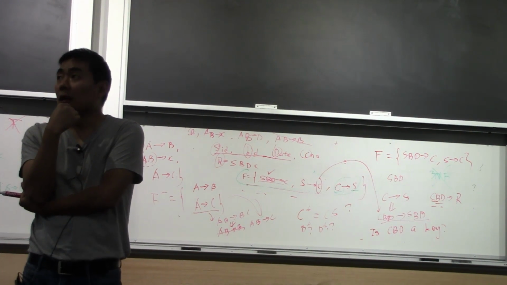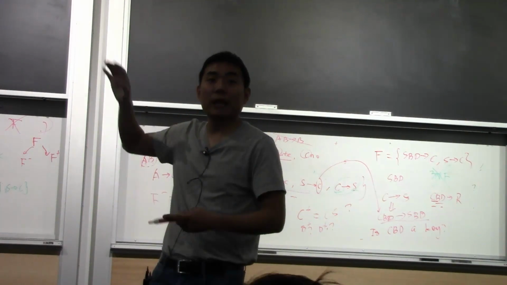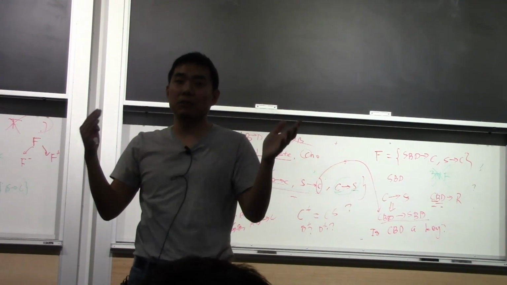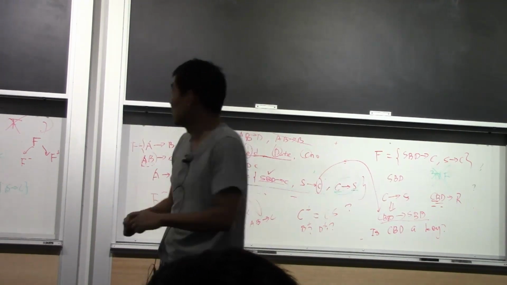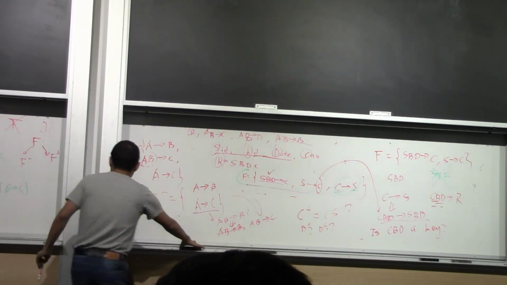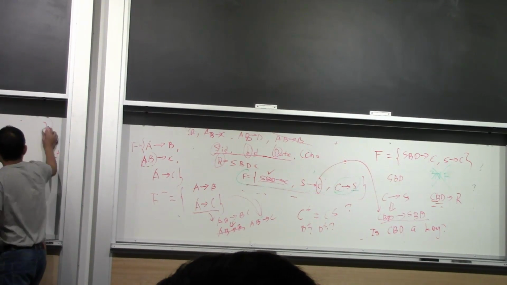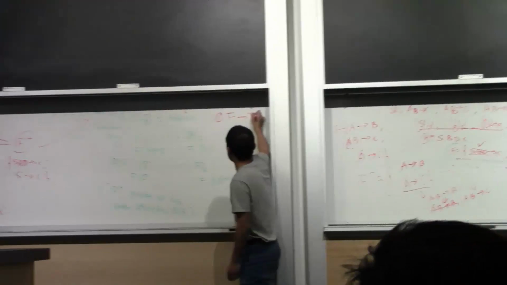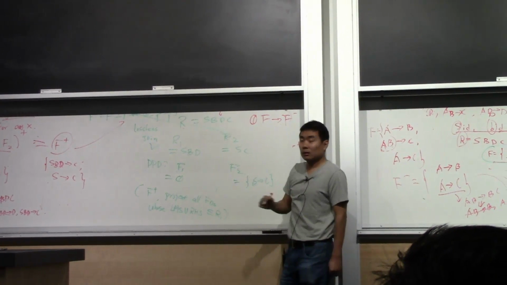And then that being said, how do you get lossless join decomposition and lossless join and dependency preserving decomposition into a certain normal form? Well, start with F. Step one, start with F and derive F minus.